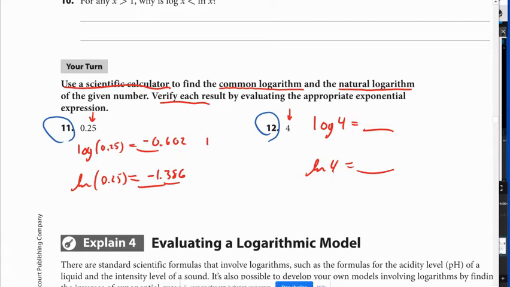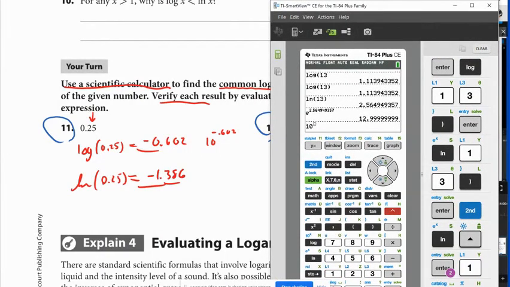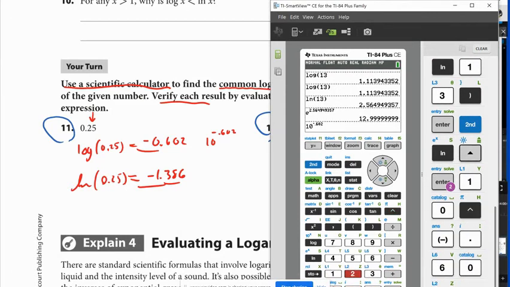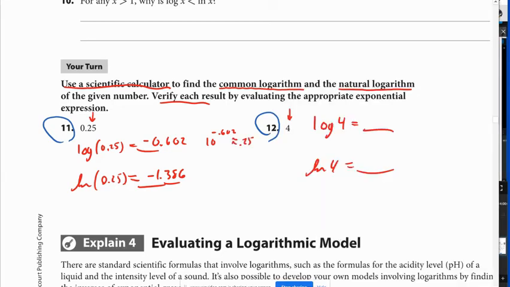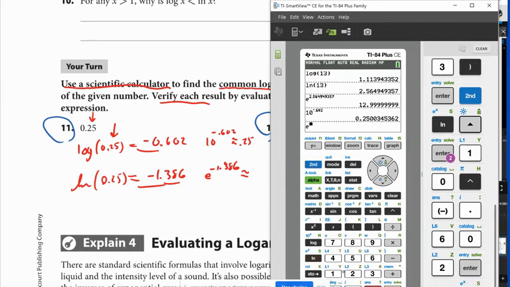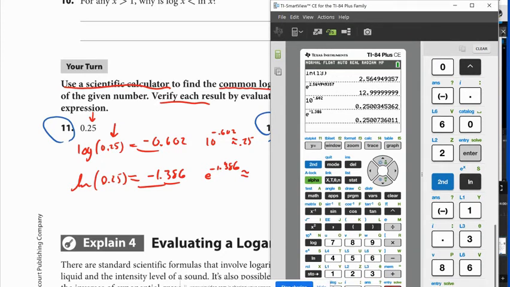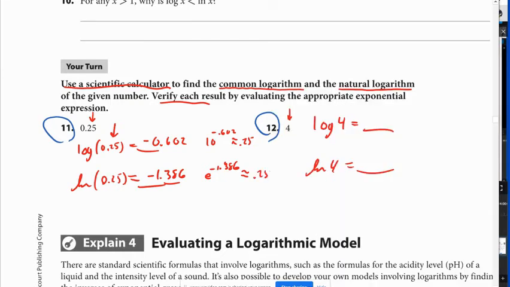So for the first one, if we raise 10 to the negative 0.602, that's how we verify it. 10 raised to the negative 0.602 should be an answer really close to 0.25, and it is. So this is about 0.25, which is the number we started with. For this one, if we do e raised to the negative 1.386, that's very close to 0.25 as well. So that confirms, since we got 0.25 for both of those, that confirms it.